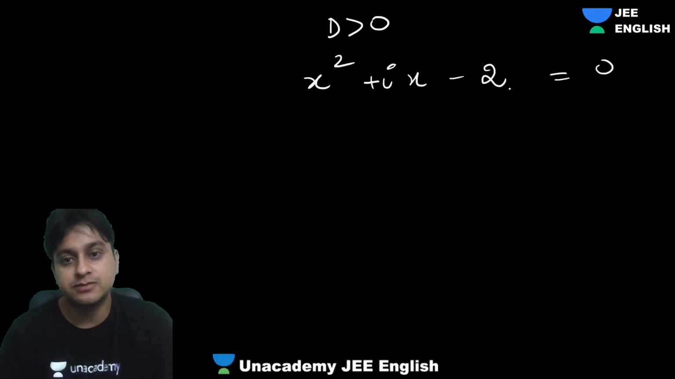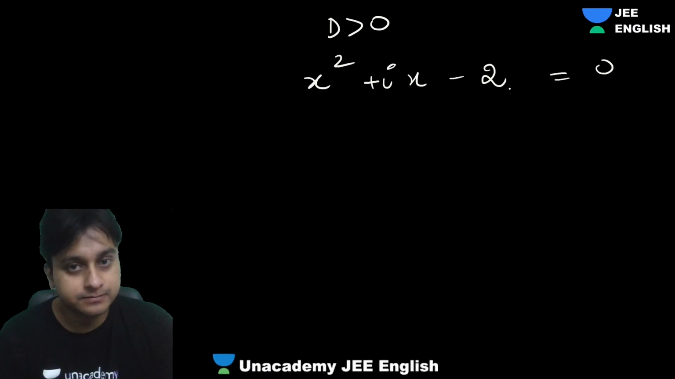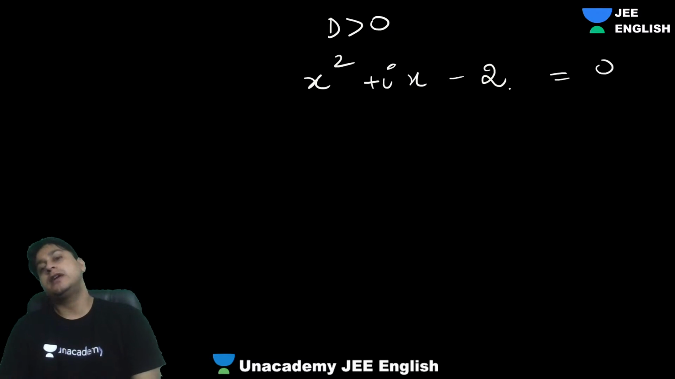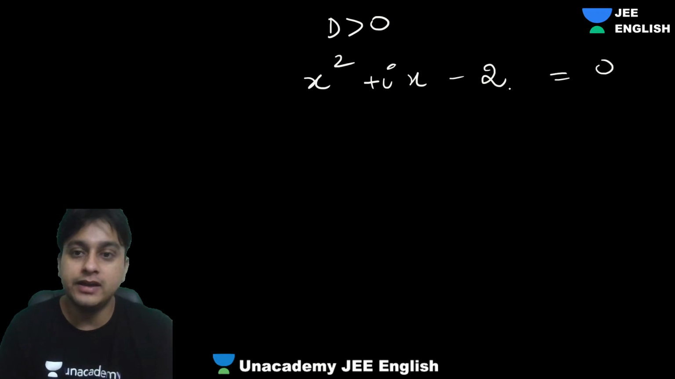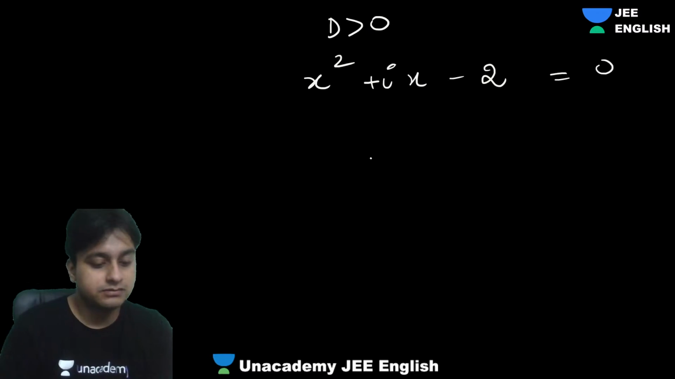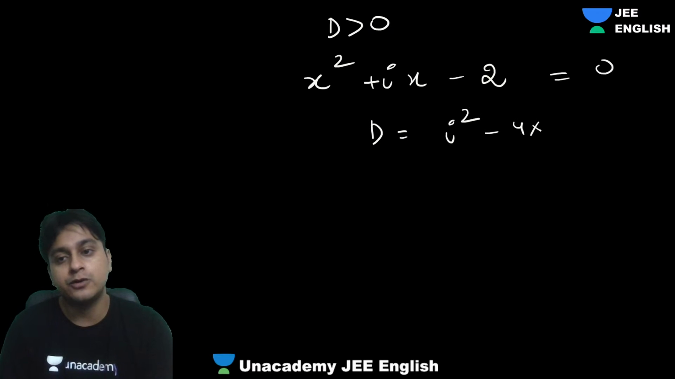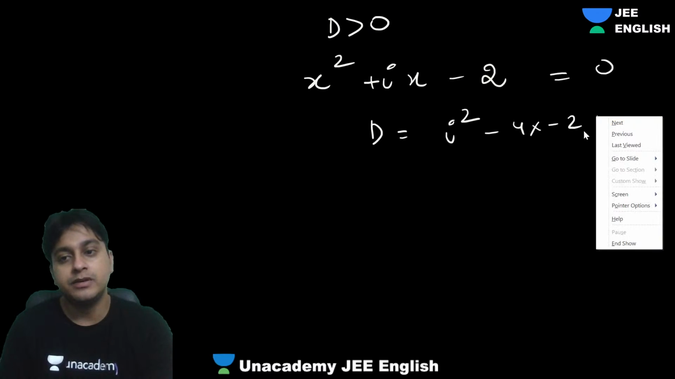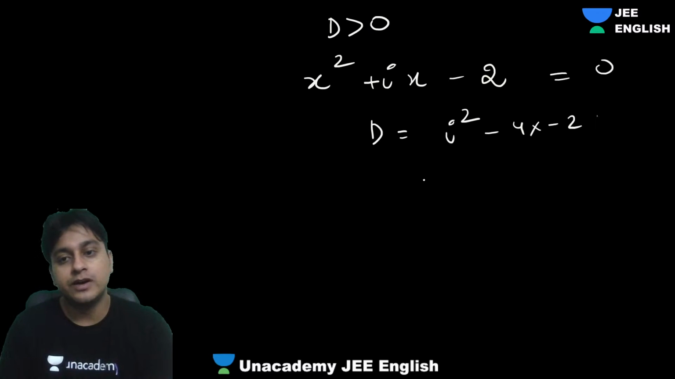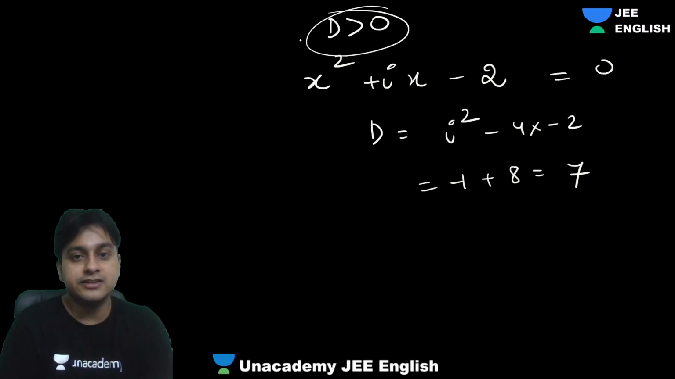Ax square plus bx plus c. So guys, if you look at this carefully, this is the quadratic equation. So what is the discriminant? Let's calculate b square minus 4ac. Iota square is minus 1, and then we have minus 4 into 1 into minus 2, which is plus 8. So minus 1 plus 8 is coming as 7. And is the discriminant greater than 0 or not? Yes, it is.